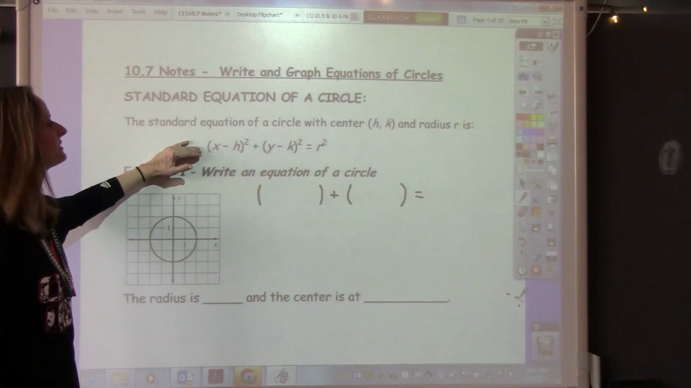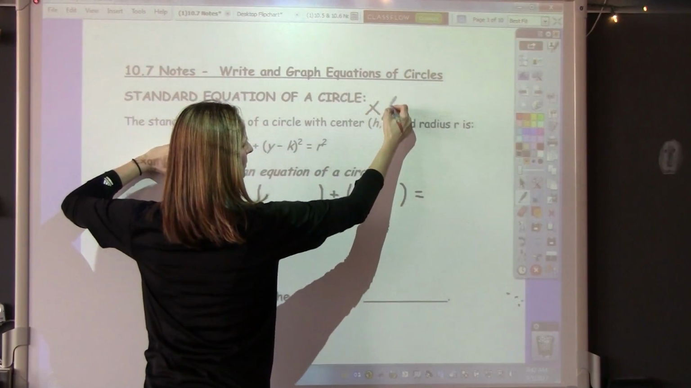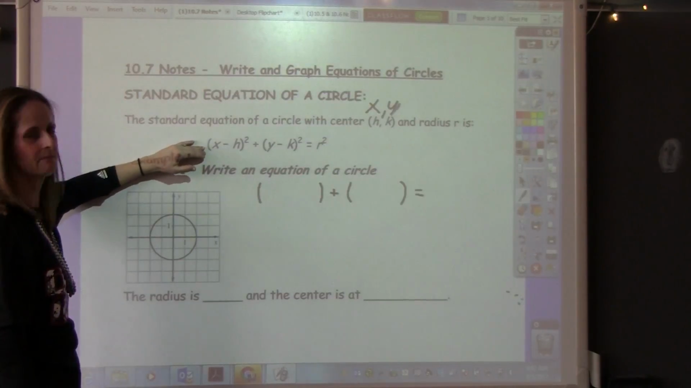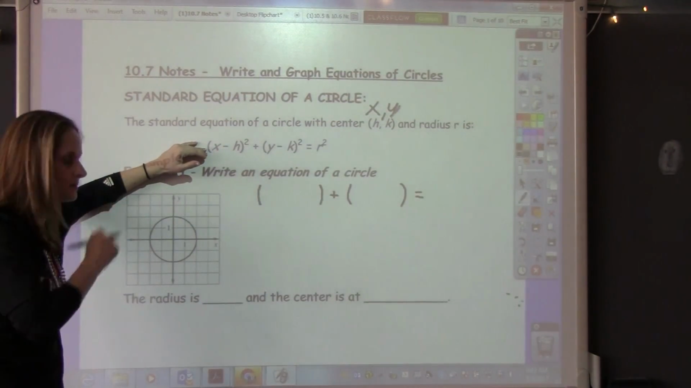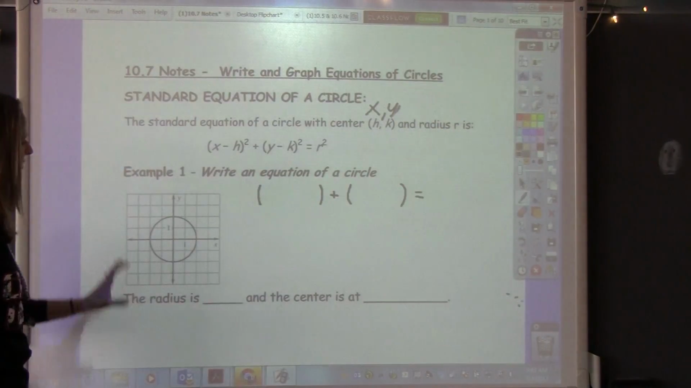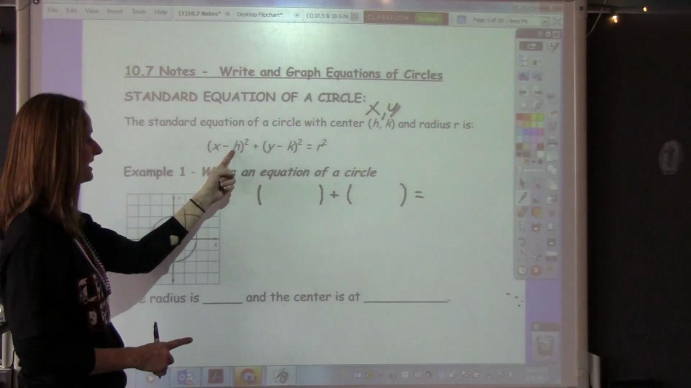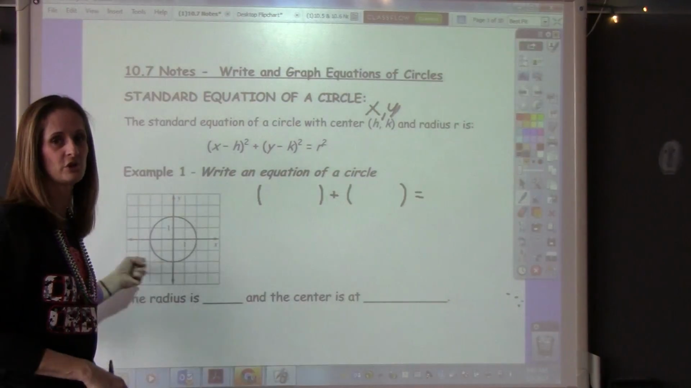The standard equation of a circle with center at (h, k) and radius r is (x minus h) squared plus (y minus k) squared equals the radius squared. So we're going to write the equation of this circle. All we need is the center, (h, k), and the radius, and we can write the equation for this circle.